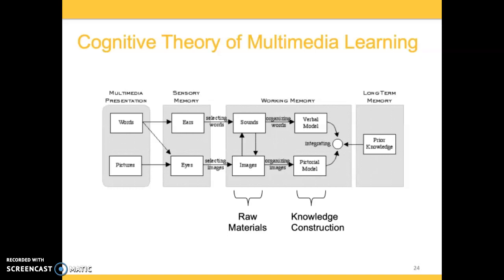As you may notice, it has pictures and visuals and words, and visuals and words can both be text and audio. So this is how it goes into sensory memory and the process of the SOI model, which includes selecting, organizing, and integrating. Then when it moves from sensory memory to working memory, again it goes through the process of SOI. And then there is some integration happening between the verbal and pictorial mode, and then it goes into the long-term memory.